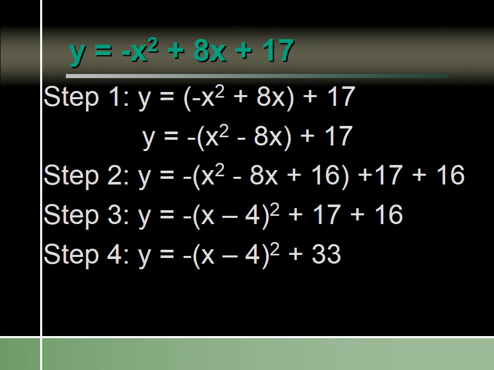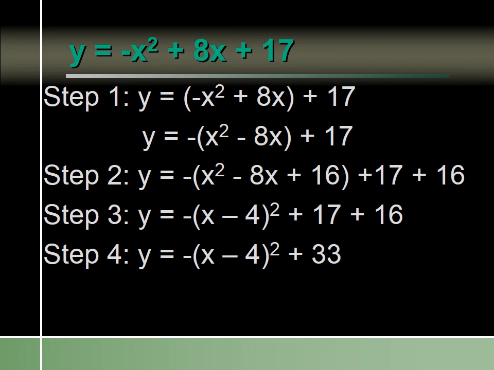So step 1, I'm going to group my x squared term and my x term together in parentheses, which is what I did here. Negative x squared plus 8x is now in parentheses. Now I'm going to factor out my leading coefficient. So I'm going to factor out that negative 1, which means that negative 1 divided by negative 1 becomes positive 1, leaving me with x squared for this term. And then 8 divided by negative 1 becomes negative 8. So now I have minus 8x there.